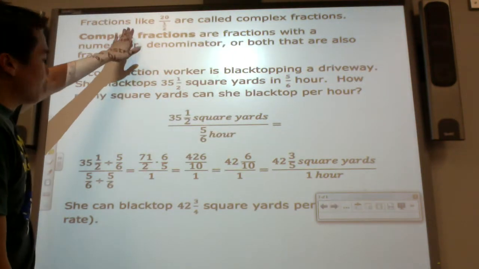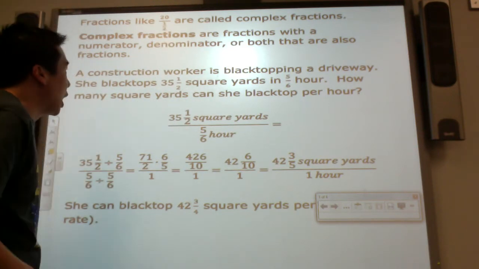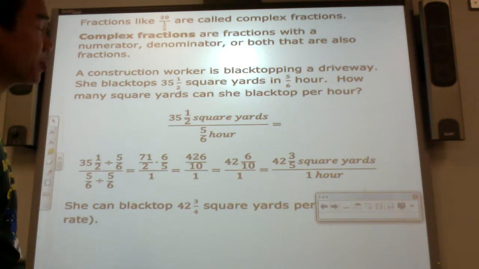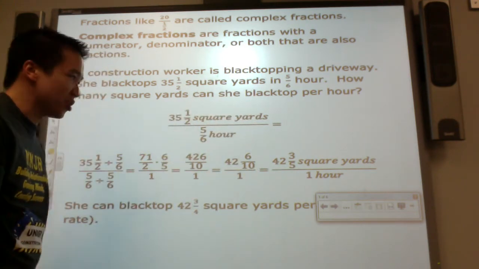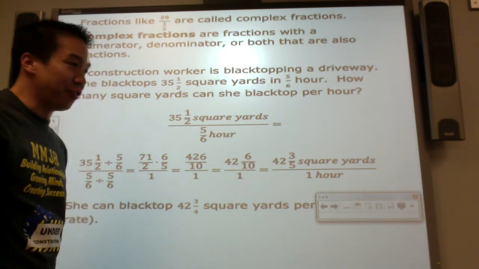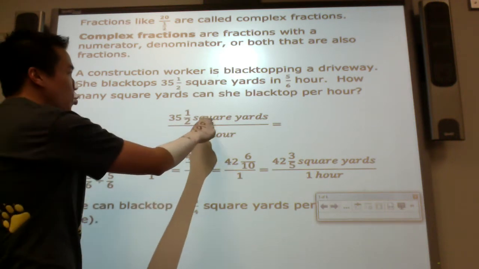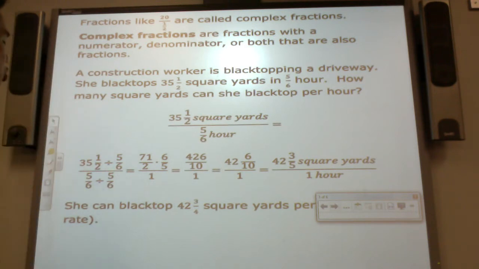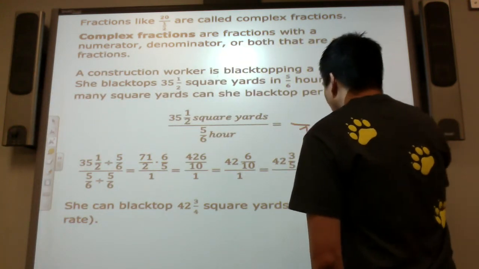So what we're going to learn today is 20 divided by 1/2 are called complex fractions. Complex fractions are fractions with a numerator and denominator or both that are also fractions. So we're going to learn how to set up a rate when you have fractions. So can you have a fraction within a fraction? Let's do an example. The construction worker is blacktopping a driveway. She blacktops 35.5 square yards in 5/6 hours. How many square yards can she blacktop per hour? So I would like to know how many can she do in 1 hour.